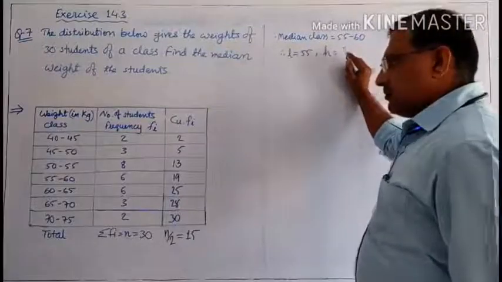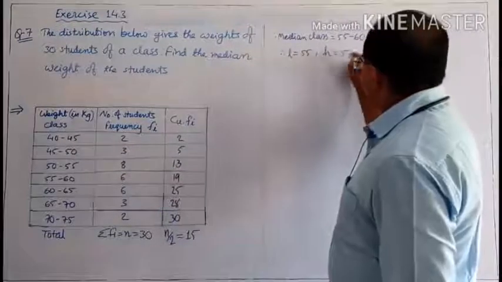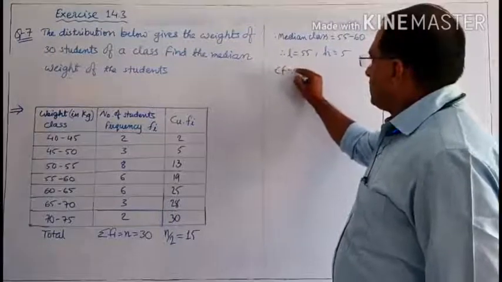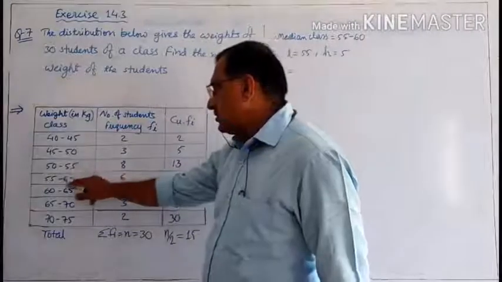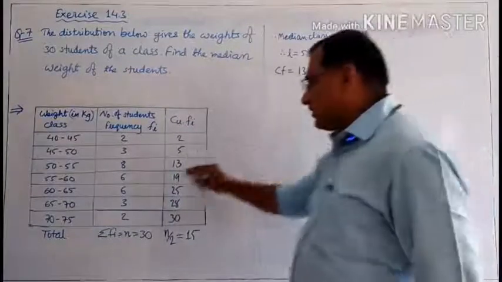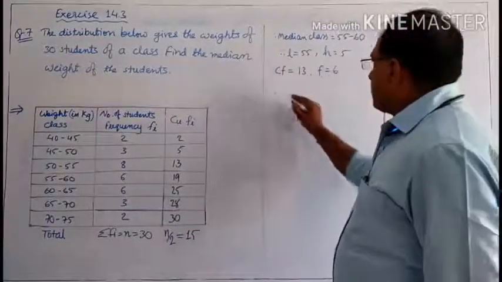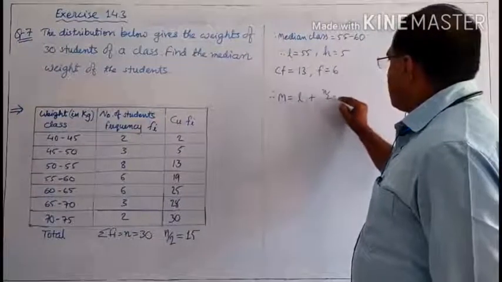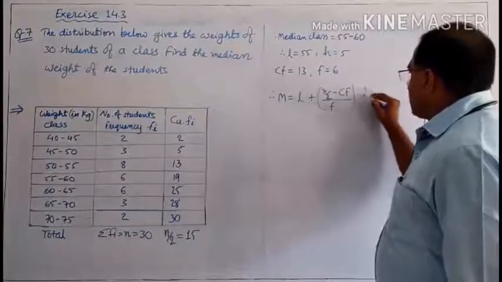Here class width, the difference between 45 and 50, is 5. Then cumulative frequency, that means the cumulative frequency of the class previous to this class, is 13. And the frequency of the median class is 6. Therefore median is equal to lower limit plus n by 2 minus cumulative frequency divided by frequency, multiplied by class width.